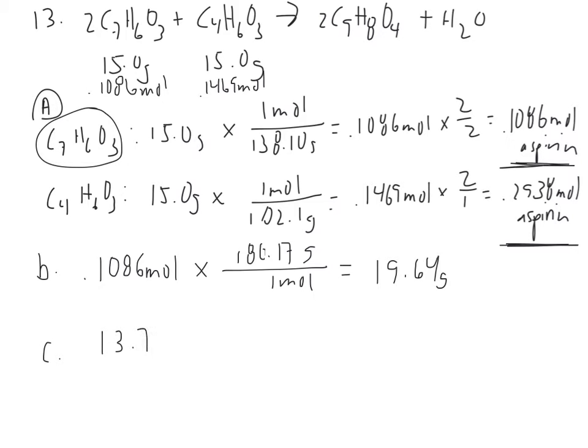And then C wants to know what's the percentage yield if the mass obtained was 13.7. So I take the actual experimental value divided by the theoretical or expected times 100%. And my percent yield in this case is 69.8%, going with my 3 sig figs.